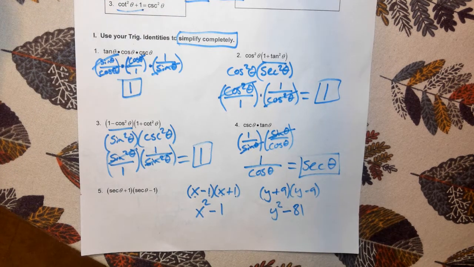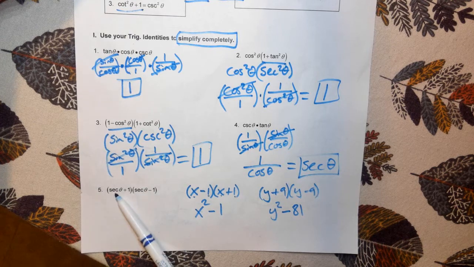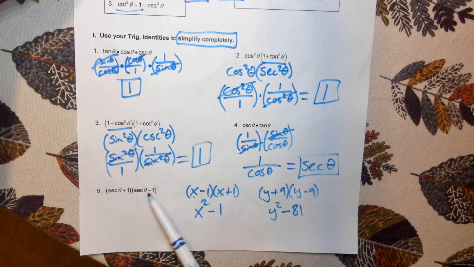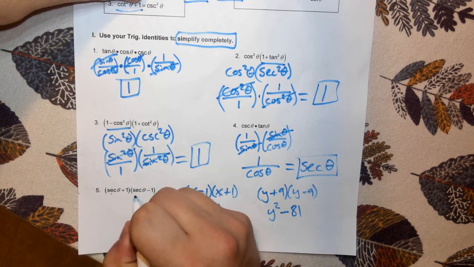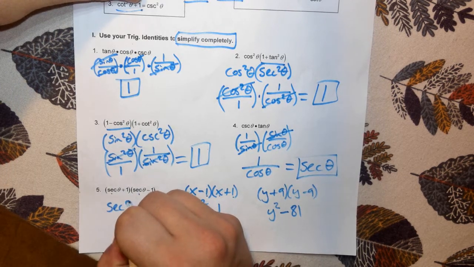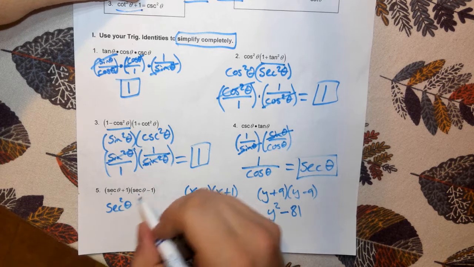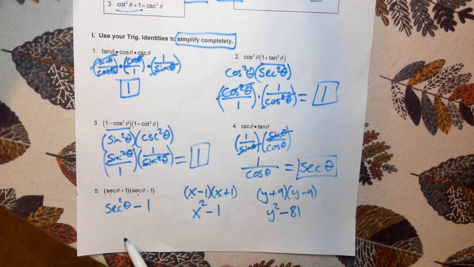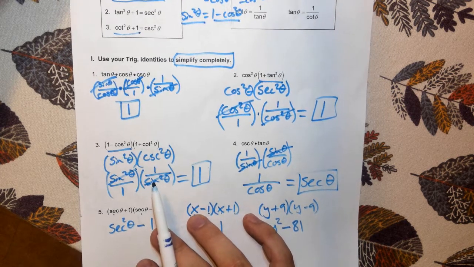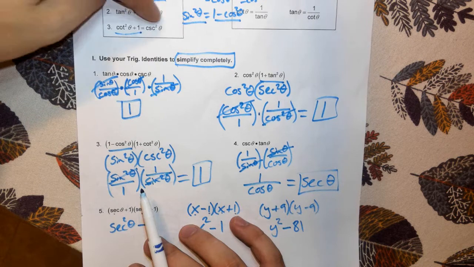How does that help us? Well, it helps us like this. Secant and secant, that's like my x. 1 and 1, that's like my 1 and 1 over here. So this would just be our first thing squared, secant squared theta, and then minus 1 squared, which is just 1. Secant squared minus 1.